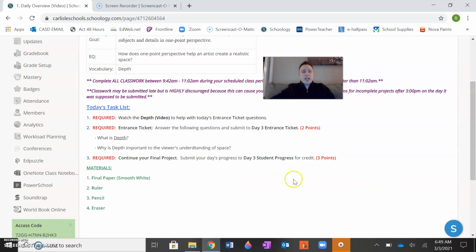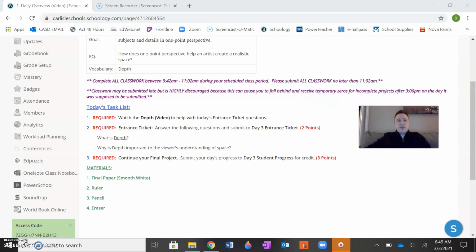All right, and then lastly, just your materials. You should be completing your final project on your smooth white paper. Please make sure you're using a ruler for every line, every angle of the building, and of course a pencil and eraser. As long as you're pressing lightly with every line, erasing should not be a problem. Please be careful to not press too hard, because if you try to then erase, those lines may not go away and it can affect your craftsmanship.